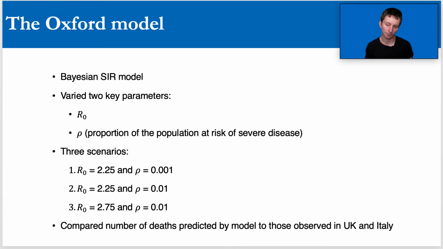So the model looked at three different scenarios where it varied R0 and rho. And it compared the number of deaths predicted by the model to those observed in the UK and in Italy. So it's actually trying to see if the model can predict the observed data, and in this case, the number of deaths.